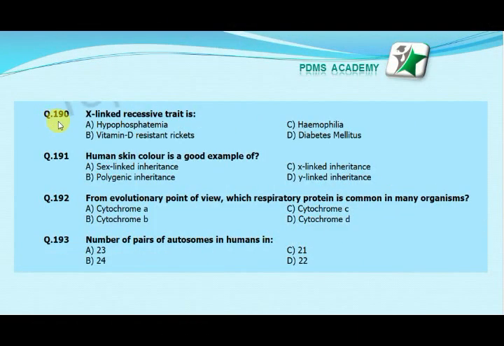Our next MCQ is: X-linked recessive trait is option A, hypophosphatemia, option B, vitamin D resistant rickets, option C, hemophilia, option D, diabetes mellitus. Our correct answer is C, hemophilia.